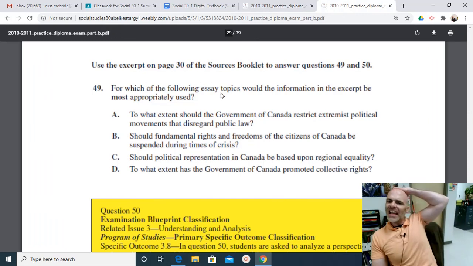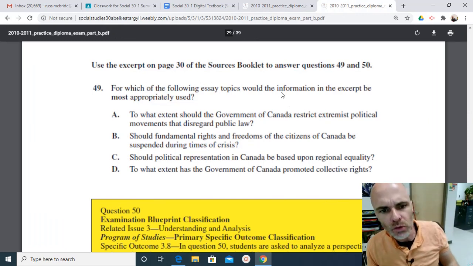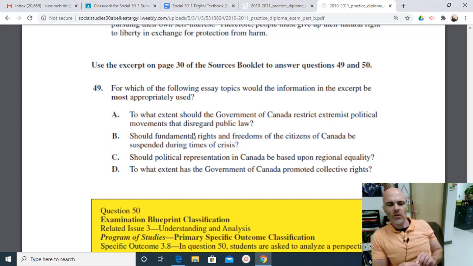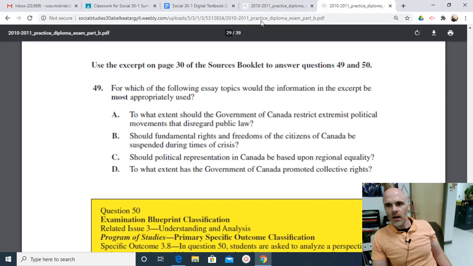49. For which of the following essay topics would the information in the excerpt be most appropriately used? To what extent should the government of Canada restrict extremist political movements? Should fundamental rights and freedoms be suspended during crisis? Should political representation be based upon... well, this one's totally different than these two. To what extent has the government of Canada promoted collective rights? So these two, there's some overlap there, so I'm going to struggle if it's one of those two. But I'm kind of picturing the four of them in my head. Let's read.